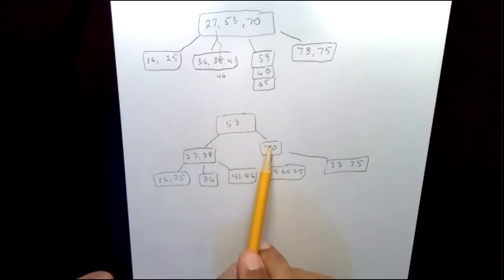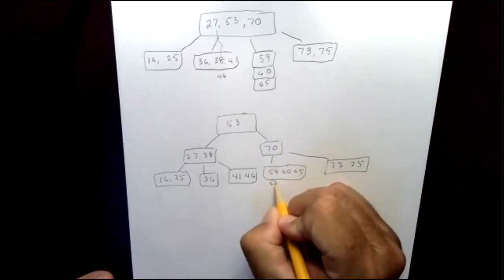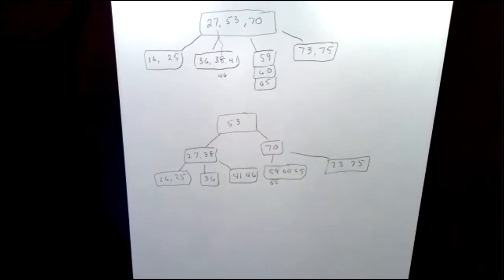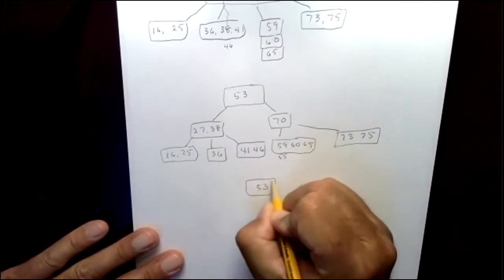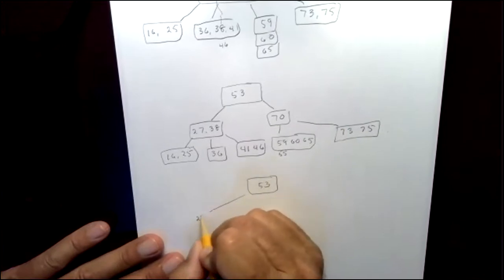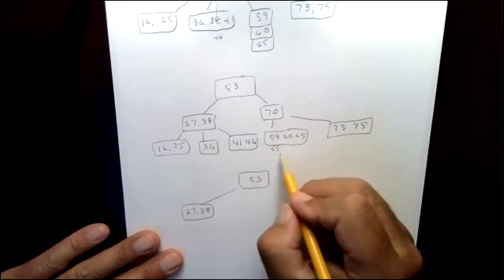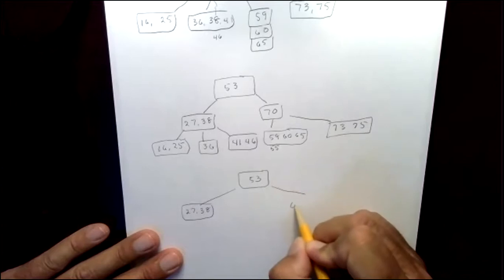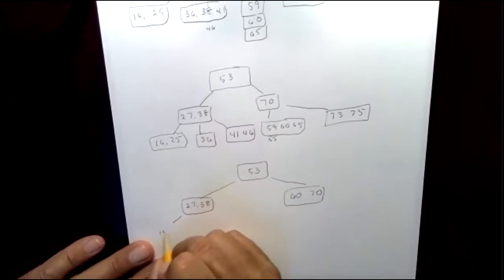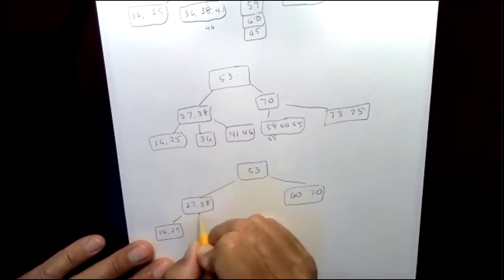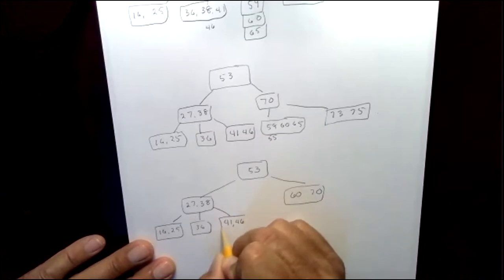It's greater than, it's less than, it's going to go here, but here is full. So when I try to add the 55, something's going to get bumped up. What gets bumped up? The middle. So I have 53, 27, and 38 out here. Now it's not 70, it's what I'm bumping up. The 60 is going to go up with the 70 now. Over here, I still have 16 and 25. I still have 36. I still have 41 and 46.